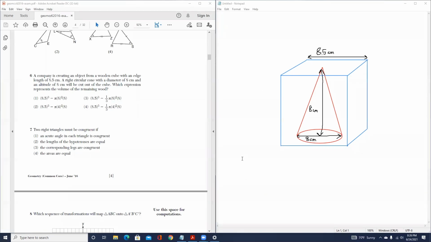So the formula for the volume of the cube is V equals S cubed. That is pretty straightforward. But the V for the cone is equal to 1/3 times pi times the radius squared times the height, which in this case is the altitude.